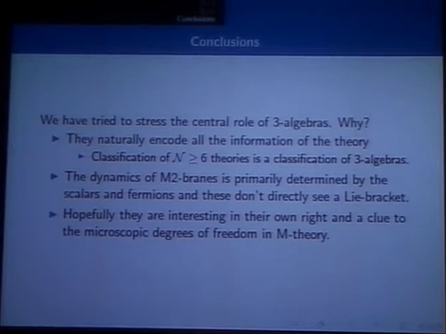Another point for me, especially because when we wrote the first paper we didn't have the gauge theory at all, is that the dynamics of M2 branes, if you just think of it classically, is primarily determined by the scalars and fermions. The gauge field is non-dynamical. And these scalars and fermions don't directly see a Lie bracket. Of course, you can try to construct three-algebras out of Lie brackets, but that's not direct. So the more important concept, if you like, is perhaps this three-bracket.